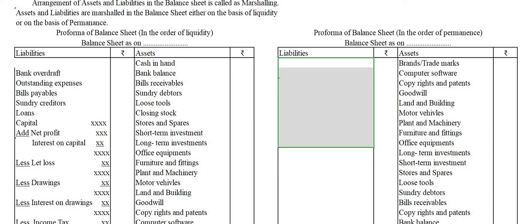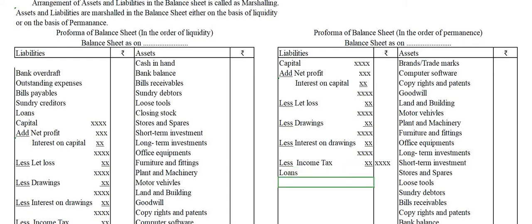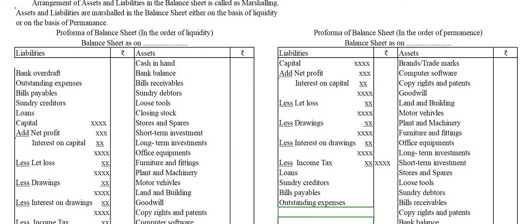Capital will be written here. So just like what we have told in the other case, same way we can write the capital. Okay, capital amount can be written. And after capital what we will write? Yes, the loan. Then after that sundry creditors. Then after sundry creditors, bills payable. Then outstanding expenses. Then after that bank overdraft.